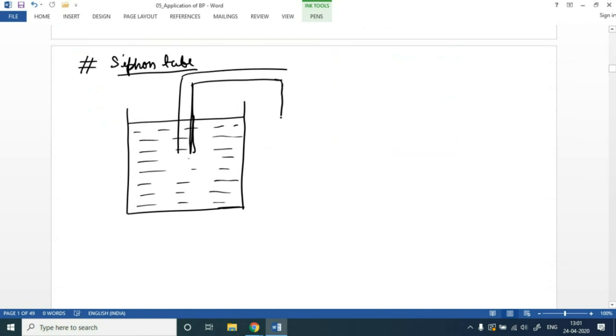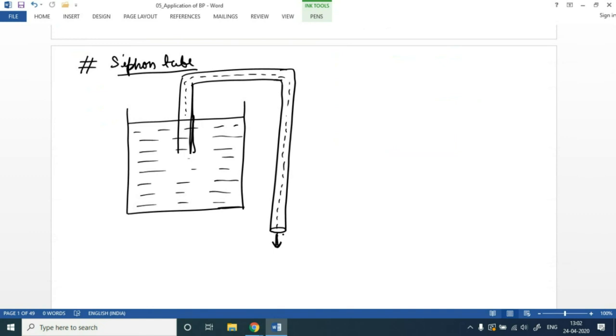Okay, so let's say this is something called a siphon tube over here. What we are going to do is suck the air out of it, so the liquid will start rising in it, and then liquid will start coming out of this open end over here. And this flow will be maintained. What are the conditions for the siphon tube to work properly? We are going to look at that.